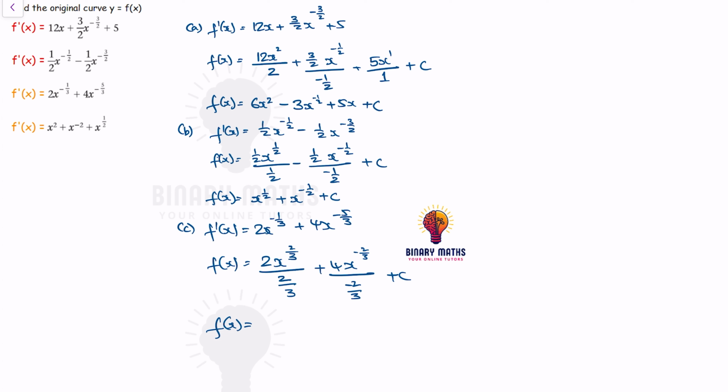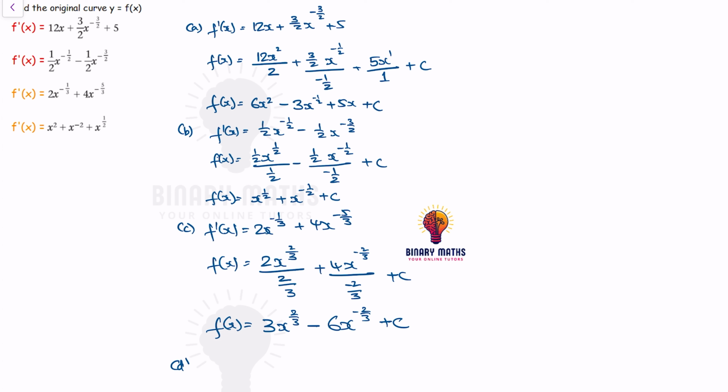Now I just need to simplify. 2 over 2 over 3 is the same thing as 6 over 2, which is 3, x to the 2 over 3. And then we've got plus 4 divided by minus 2 over 3, which is the same thing as 4 times 3 over minus 2, so 12 divided by minus 2 is minus 6, x to the minus 2 over 3 plus c.